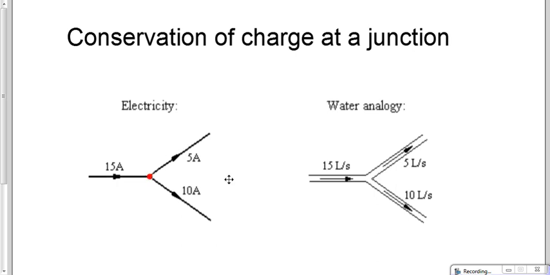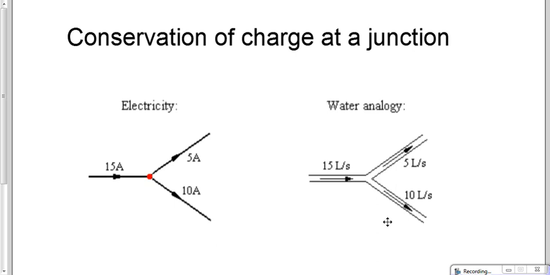Now if there were one wire leaving here, then all 15 amps would go out that wire. But the conservation of charge simply says that the total current leaving the junction has to equal the total current entering it. So here we might have a 5 and a 10 leaving, because it has to add up to 15.